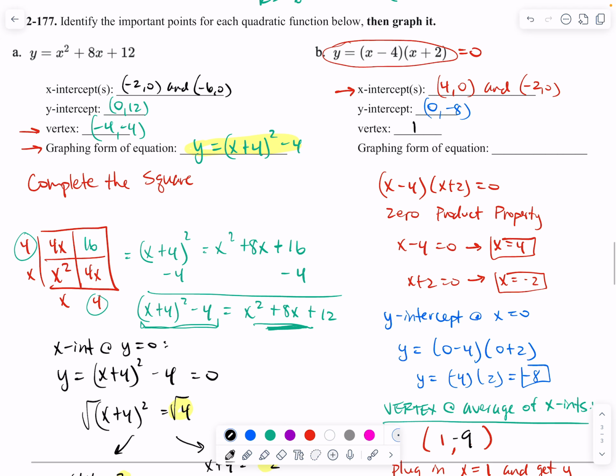And that goes here. And then lastly, to get the graphing form of my equation, I can go from the vertex directly into it and write it as y equals x minus h, which is 1, plus k, which is negative 9. So I'll put a negative 9 there. x minus 1 squared minus 9, or x minus 1 squared plus negative 9.